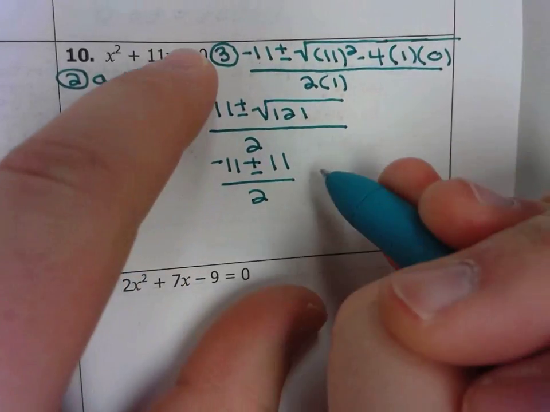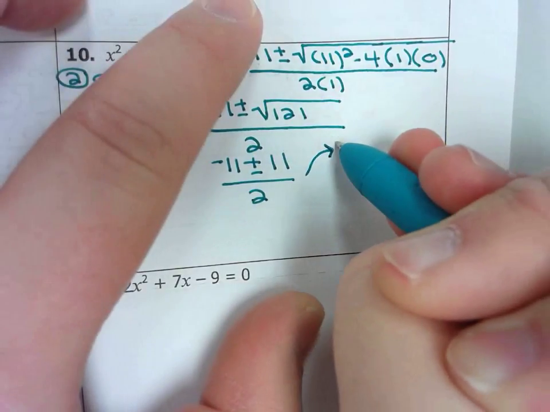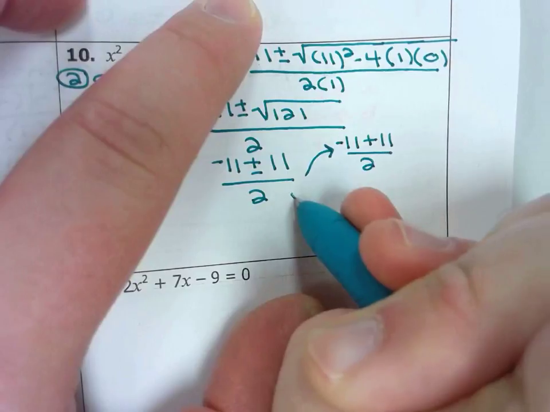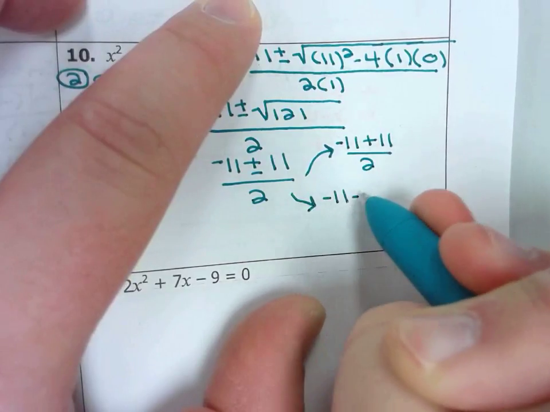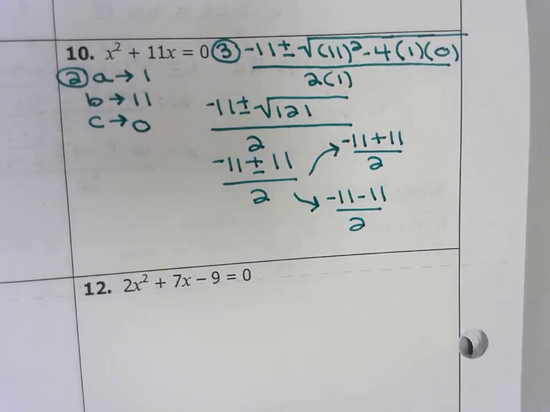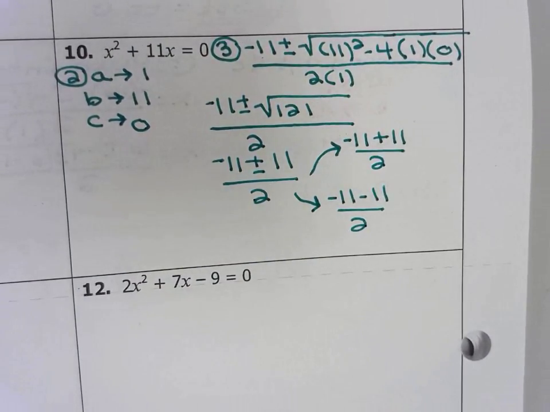So as I get my two answers, I have the first one, negative 11 plus 11 divided by 2. And my other one is negative 11 minus 11 all divided by 2. So write out your two possibilities, because it's plus or minus. Any questions so far?